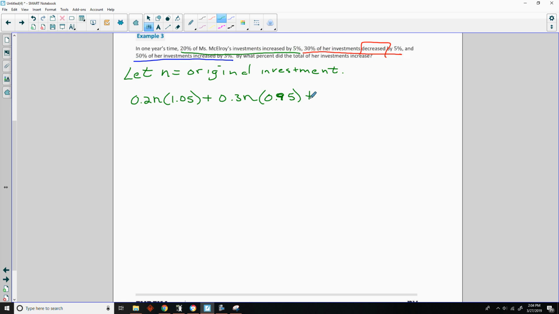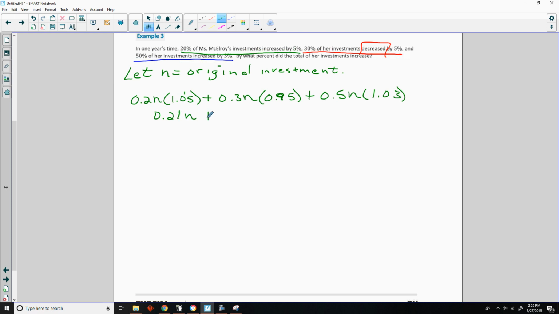And then we're going to add 50% of her investment, 0.5N, increased by 3%, 1.03. So when I multiply all of this, 2 times 5 is 10. And there's 1, 2, 3 decimal places, so it's 0.210. So 0.210, I don't need that 0 at the end. And don't forget your N.